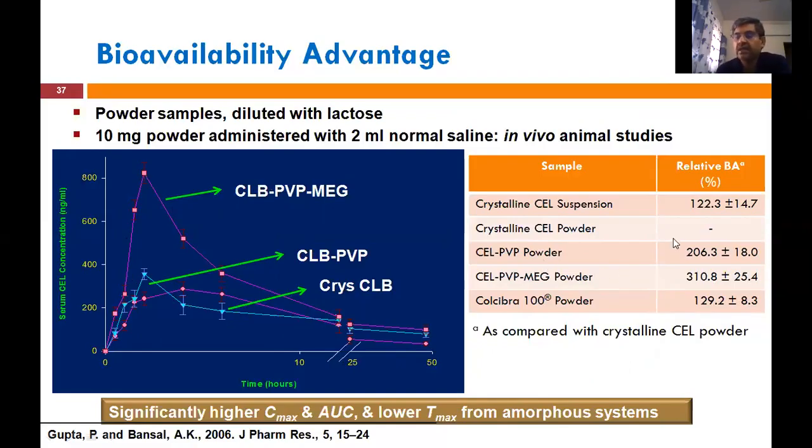If we look at the relative bioavailability from the binary and the ternary system, in the case of the binary system, almost 206% increase over the crystalline celecoxib powder was observed, whereas in the case of the ternary amorphous solid dispersion, a 3.1 times increase over the crystalline celecoxib powder was observed. There was a significantly higher Cmax and AUC and lowering of the Tmax from the amorphous systems and especially from the ternary amorphous systems.